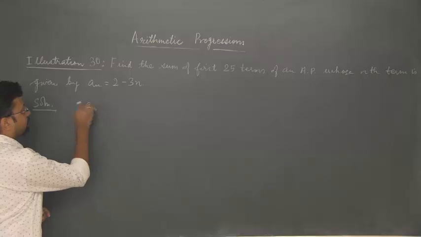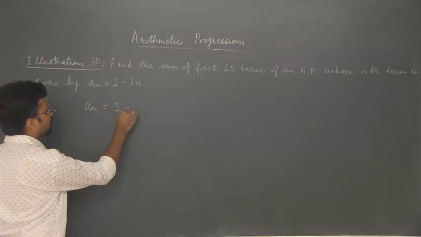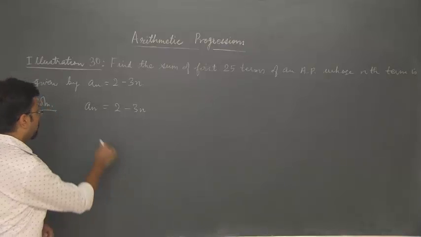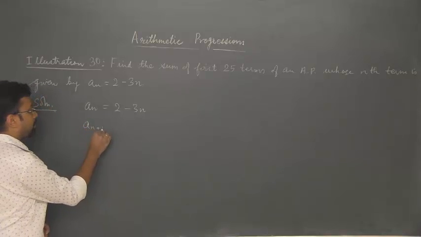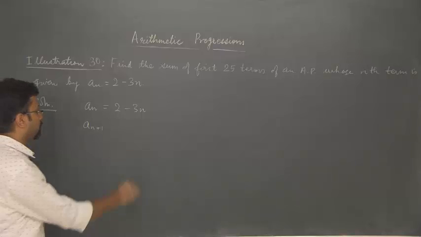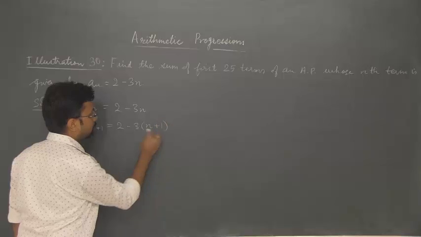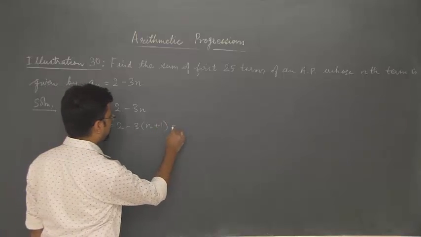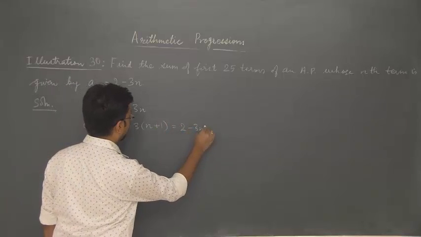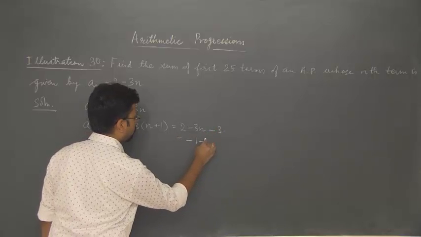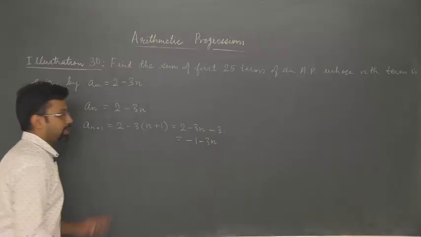Now an is equal to 2 minus 3n. Nth term is given as 2 minus 3n. So what will be an plus 1, which is the n plus 1th term? It will be equal to 2 minus 3 into, instead of n we put in n plus 1. So what do we get? 2 minus 3n minus 3, that is equal to minus 1 minus 3n, right?